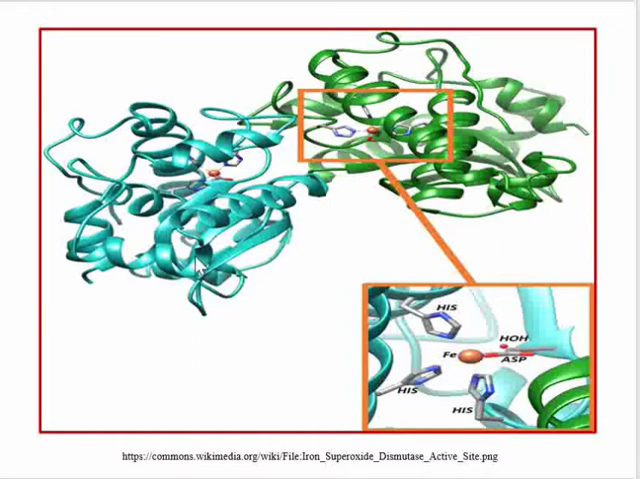Iron dismutase enzyme is a dimer. So it is a dimer, and the active site, you can see here, the iron center is surrounded by 3 histidines, 1 aspartate and 1 H2O or OH. So it is a penta-coordinated iron center. So this is iron superoxide dismutase.